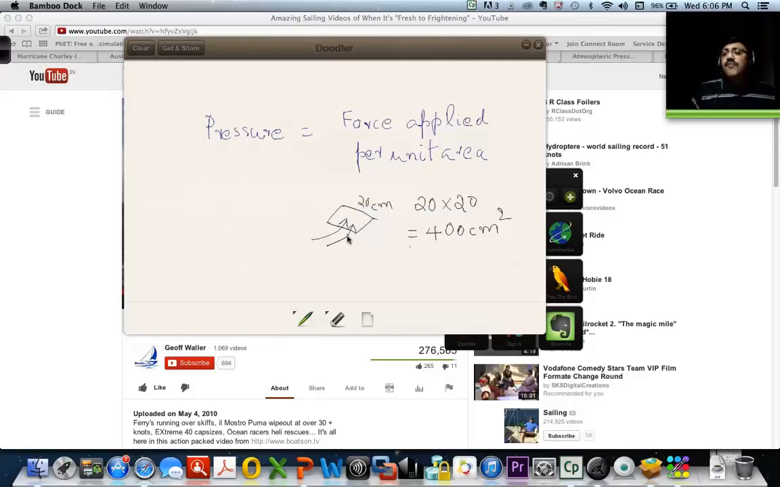Now usually the unit of force is Newton. So assume the air was applying a force of 10 Newton. Just assume, right? It may not be 10, it may be 2 or 3, whatever, but assume it is 10 Newton. So what is pressure, right?